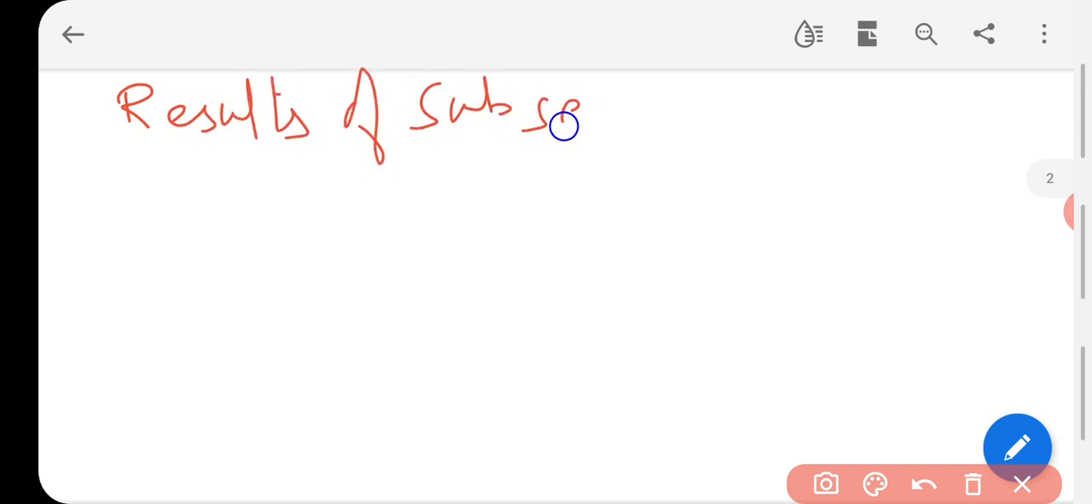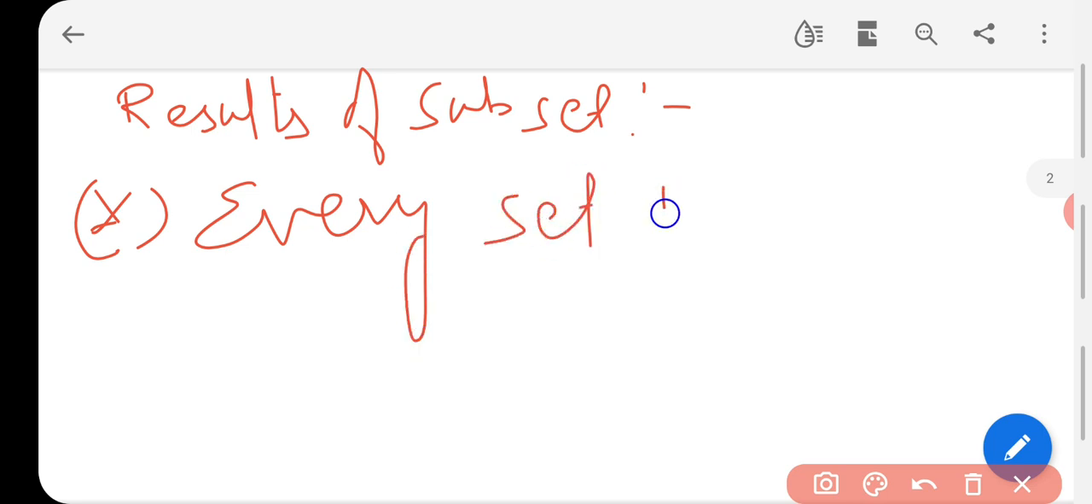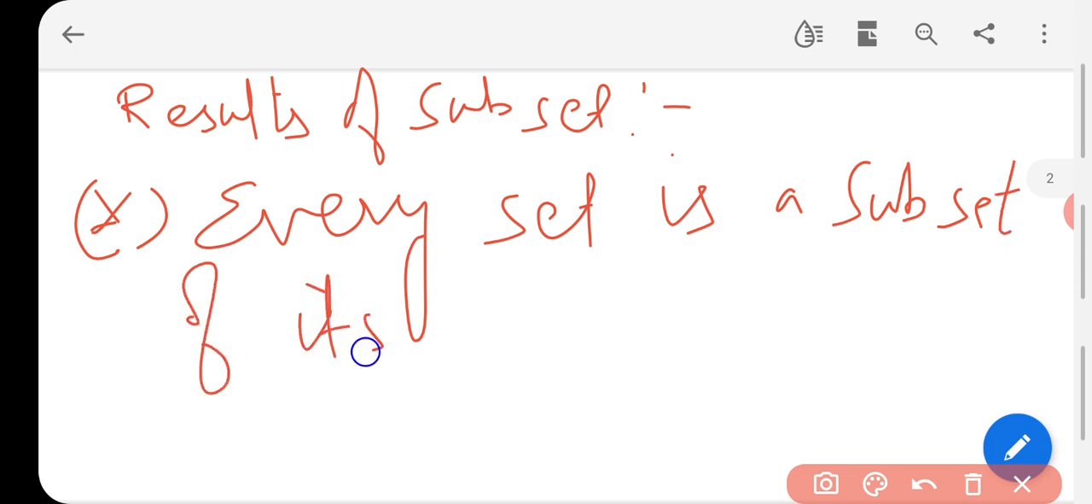In subset we have some results. Let us talk about the results of subset. The first result is: every set is a subset of itself. Every set is a subset of itself. Please learn this result, and that result is very helpful when we solve the NCERT questions or the NCERT exemplar questions. Every set is a subset of itself.